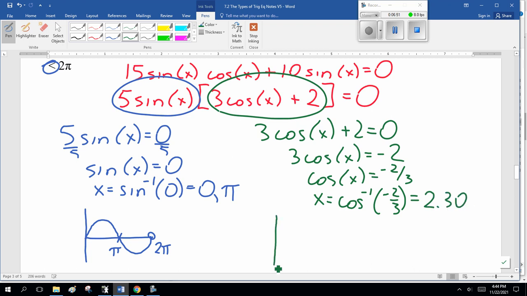Now, do I believe it? No, it's a calculator. So I go here. Where is minus 2/3? Well, minus 2/3 is going to be down here somewhere. So if this is pi, 2 pi, the first answer is less than pi, and pi is 3.14159, blah, blah. Yeah, so 2.30, I believe. Now, where's my other answer? 2 pi minus 2.30, which is about 3.98.